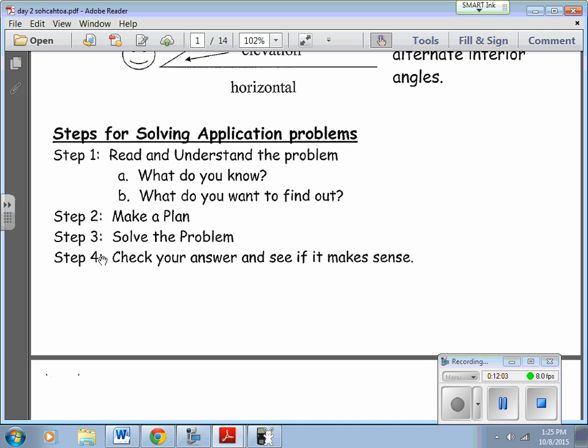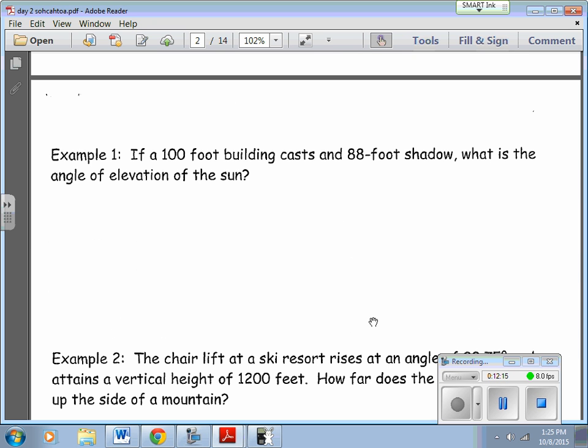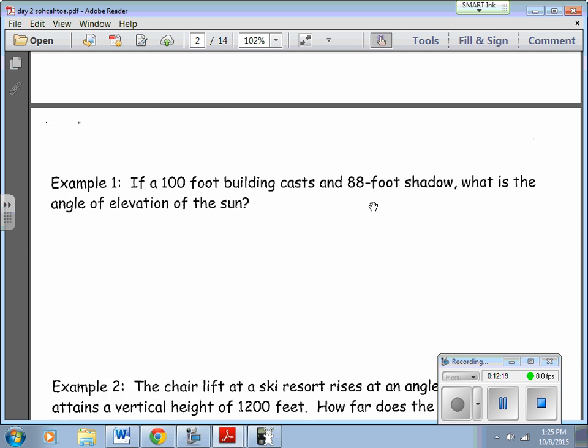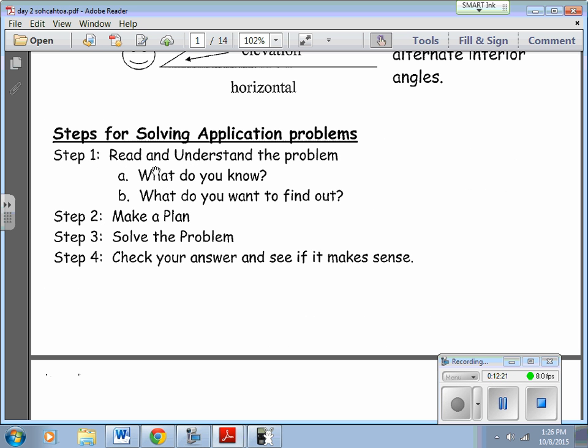And then the last part is to check your answer. Just because you got an answer doesn't mean it's correct. Check to make sure it makes sense. Does the number make sense for what is being asked? All right, so first thing we're going to do, you're going to read the problem carefully and follow these 4 steps to see if you can solve it.